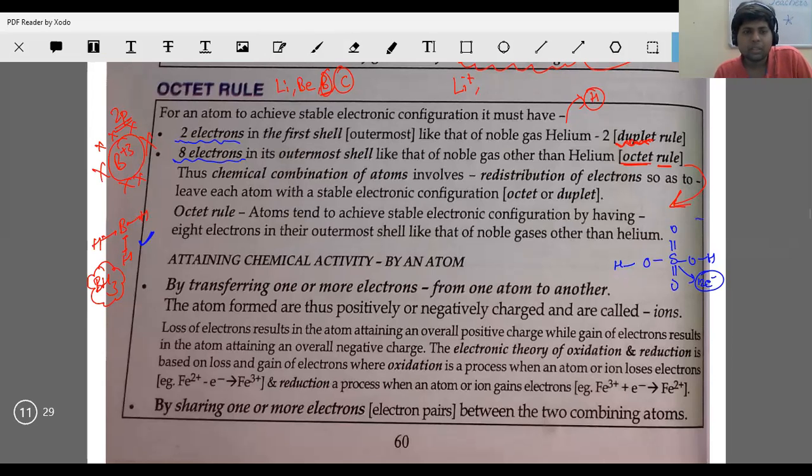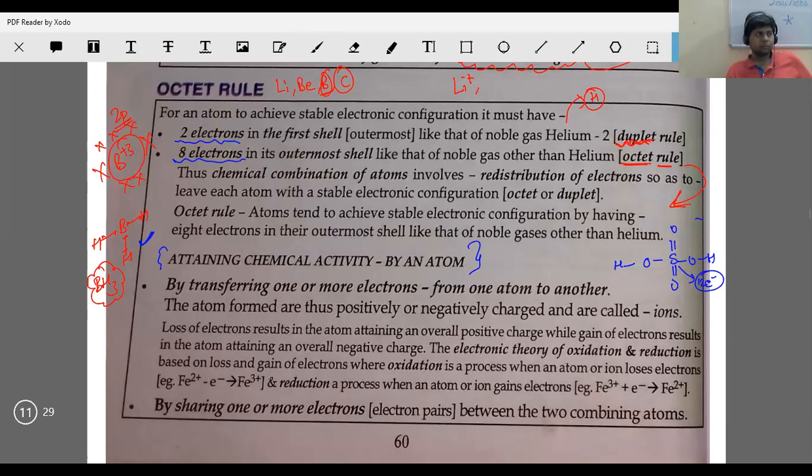Okay, so Srijita, you can start reading from here. Attaining chemical activity by an atom by transferring one or more electrons from one atom to another. The atoms formed are thus positively or negatively charged and are called ions. Loss of electrons results in the atom attaining an overall positive charge, while gaining of electrons results in the atom attaining an overall negative charge.